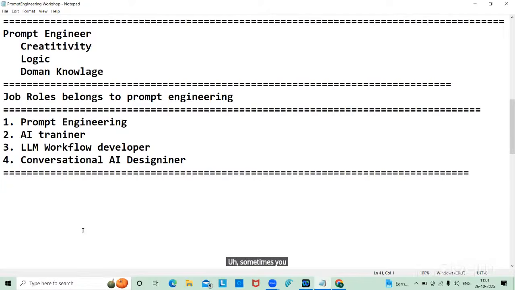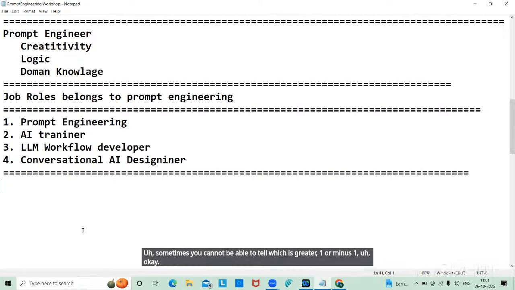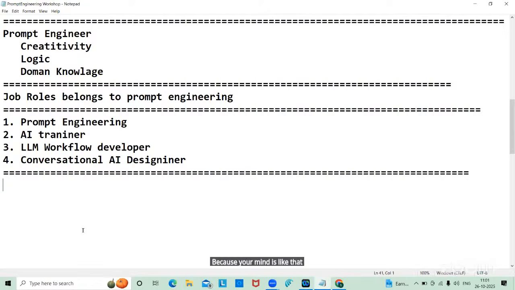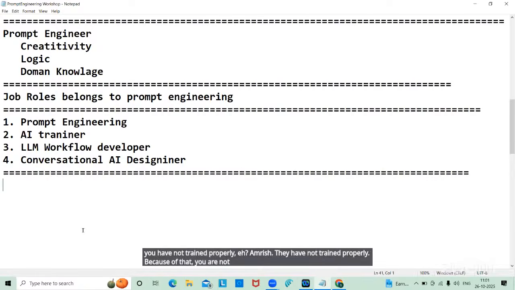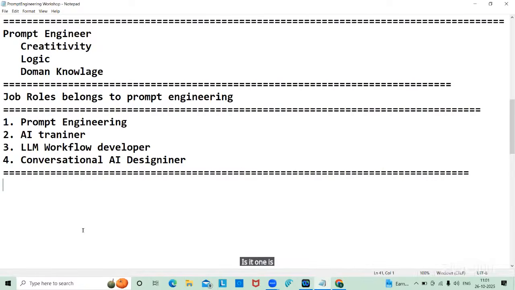Sometimes you cannot able to tell which is greater, one or minus one. Okay, because your mind is like that. Because you have not trained properly, Amrish. Because of that, you are not able to understand. Is it one is greater or minus one is greater? Yes or no?